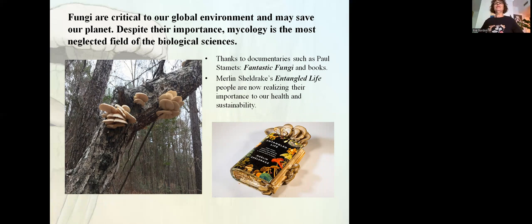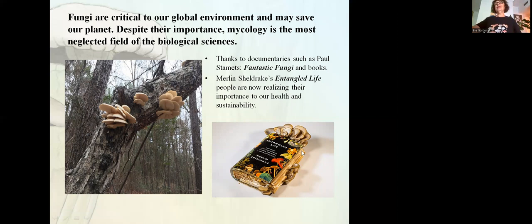So thanks to documentaries such as Louie Schwartzberg's Fantastic Fungi and Paul Stamets' Six Ways Mushrooms Can Save the World on TED Talks, we are now getting a lot more people interested in mycology. Merlin Sheldrake's Entangled Life is also really popular, and it brought life to mycology. It's a really popular book. And people are starting to realize the importance of mushrooms for our health and sustainability and the planet's sustainability. And these are oyster mushrooms. They grow on trees, they're decomposers, and they're decomposing one of his books, Entangled Life.